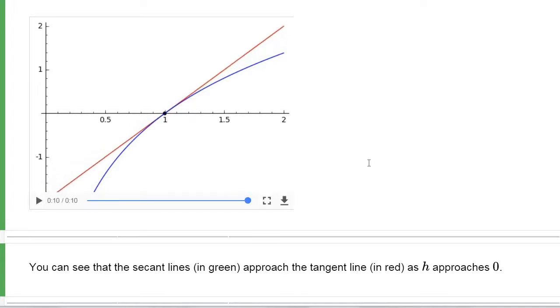That red line there is the tangent line, which I got using that formula up above that I gave you. And the green secant lines get closer and closer to this red tangent line as h approaches 0. In this case from above, so all of my h's were above.